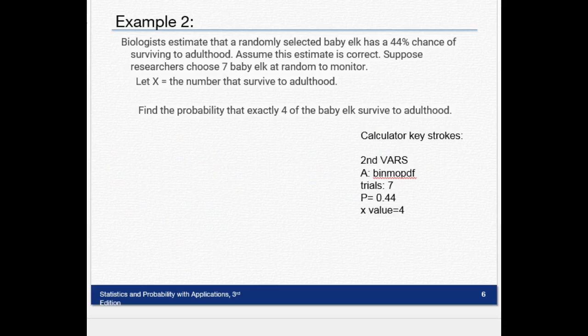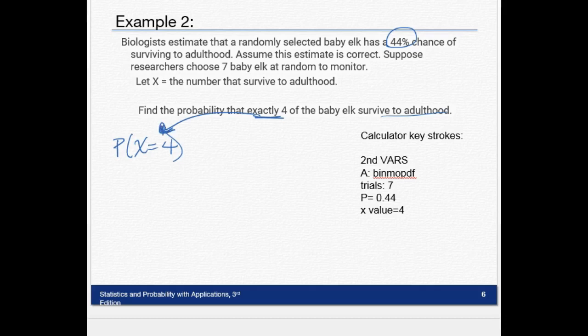Now, same problem about the baby elk and the probability of 0.44. It says find the probability that exactly 4 of the baby elk survive to adulthood. So in notation, it looks like this: the probability that X is equal to 4. That means exactly 4, right? Now your calculator has the built-in formula for this, so you don't want to look at the formula.